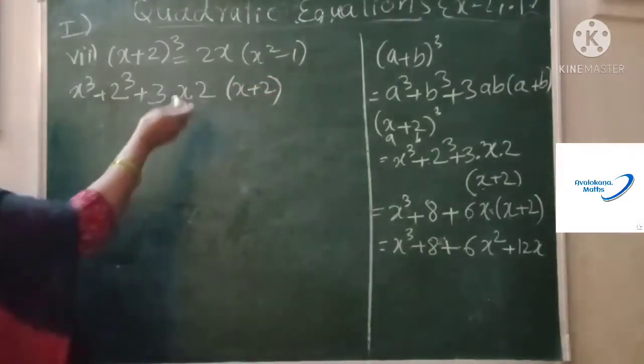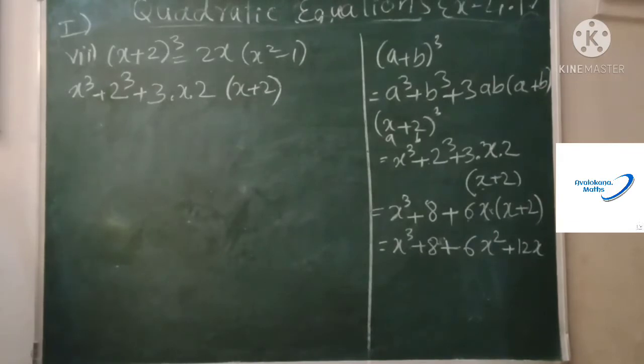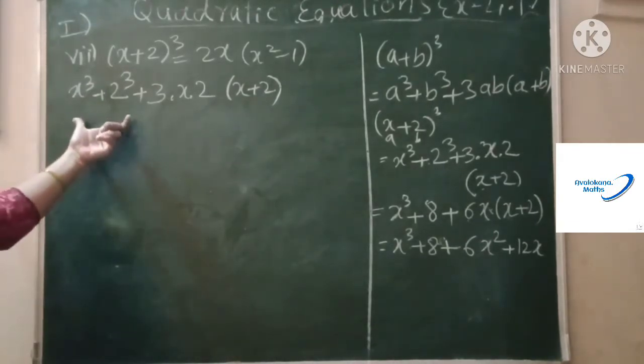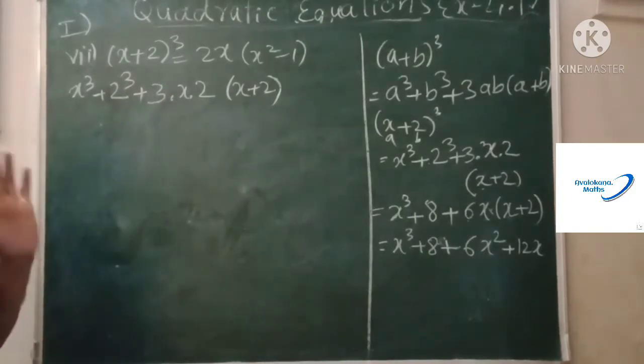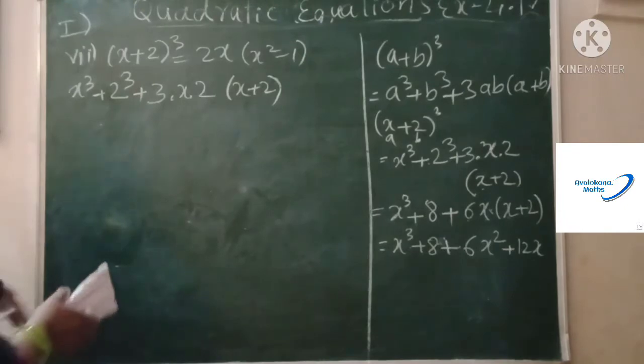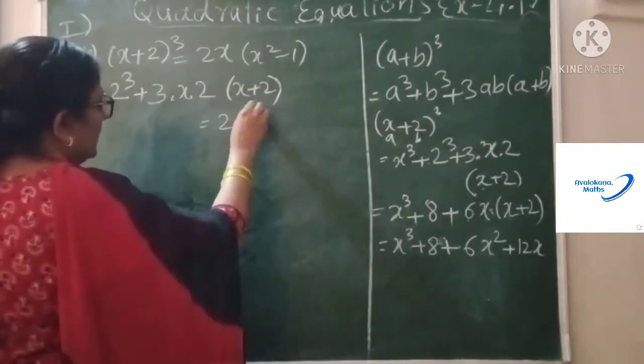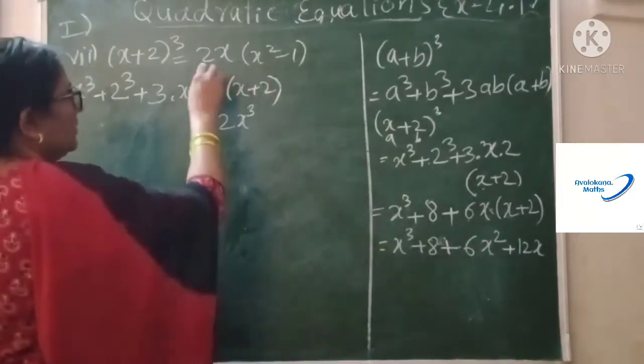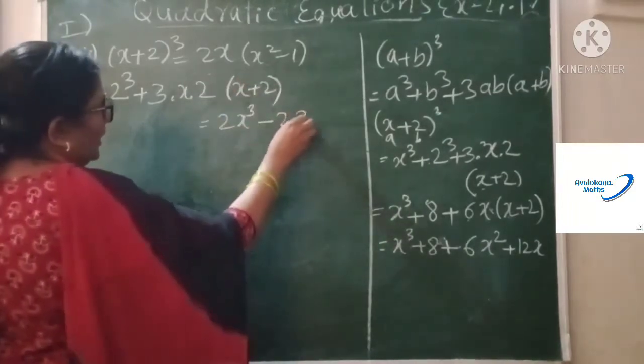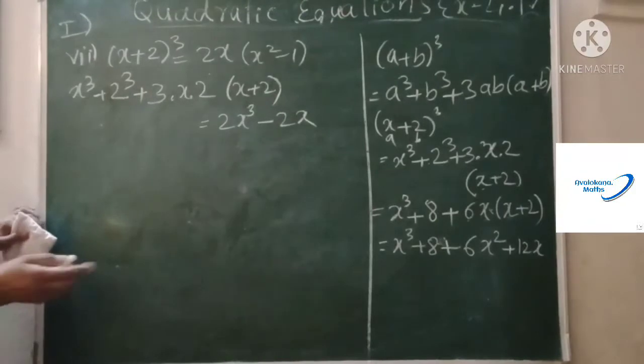It is not necessary to write the formula, because you are not asked to solve the equation using a formula. It is part of the solution, not necessary to write the formulas. Now look at this one here. This is equal to 2x square into x is x cube minus 2x. Hope you people are understanding.